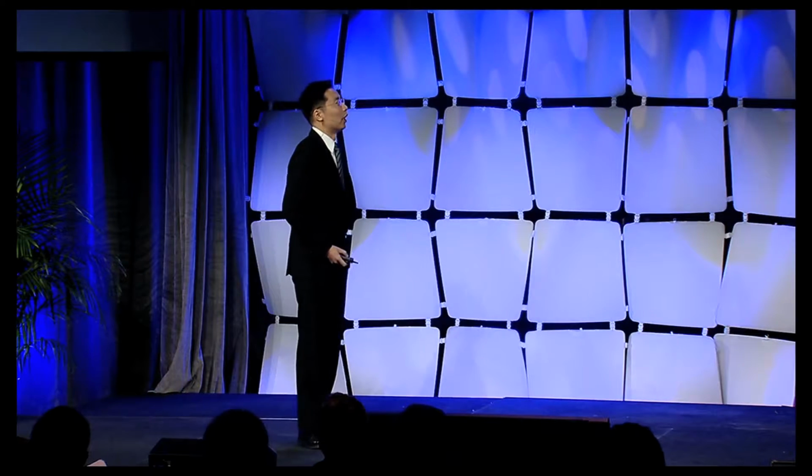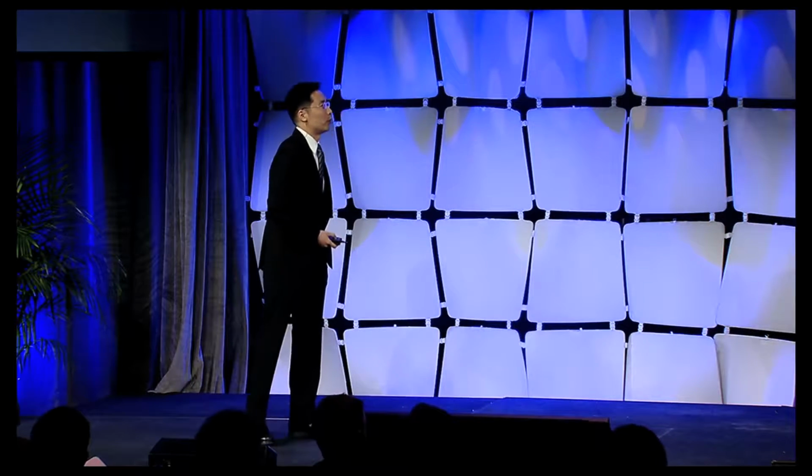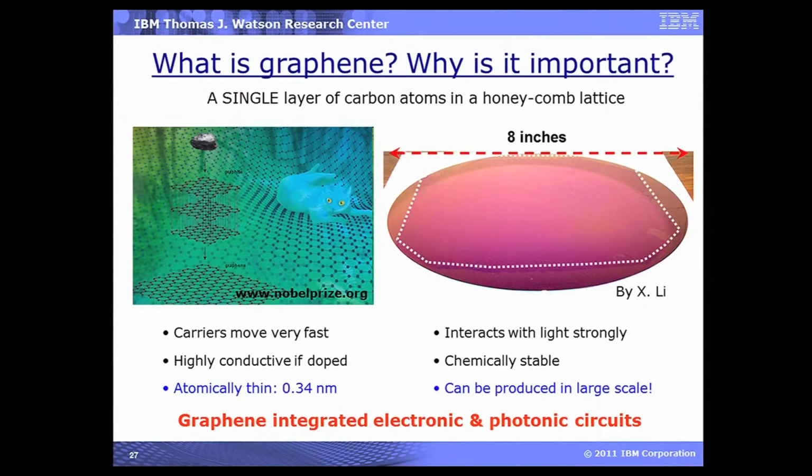Today I'm going to tell you about graphene for future electronics and photonics. First I will start with what graphene is and why graphene is important. Graphene is basically a single layer of carbon atoms assembled in a honeycomb lattice, and it is the basic building block of graphite.